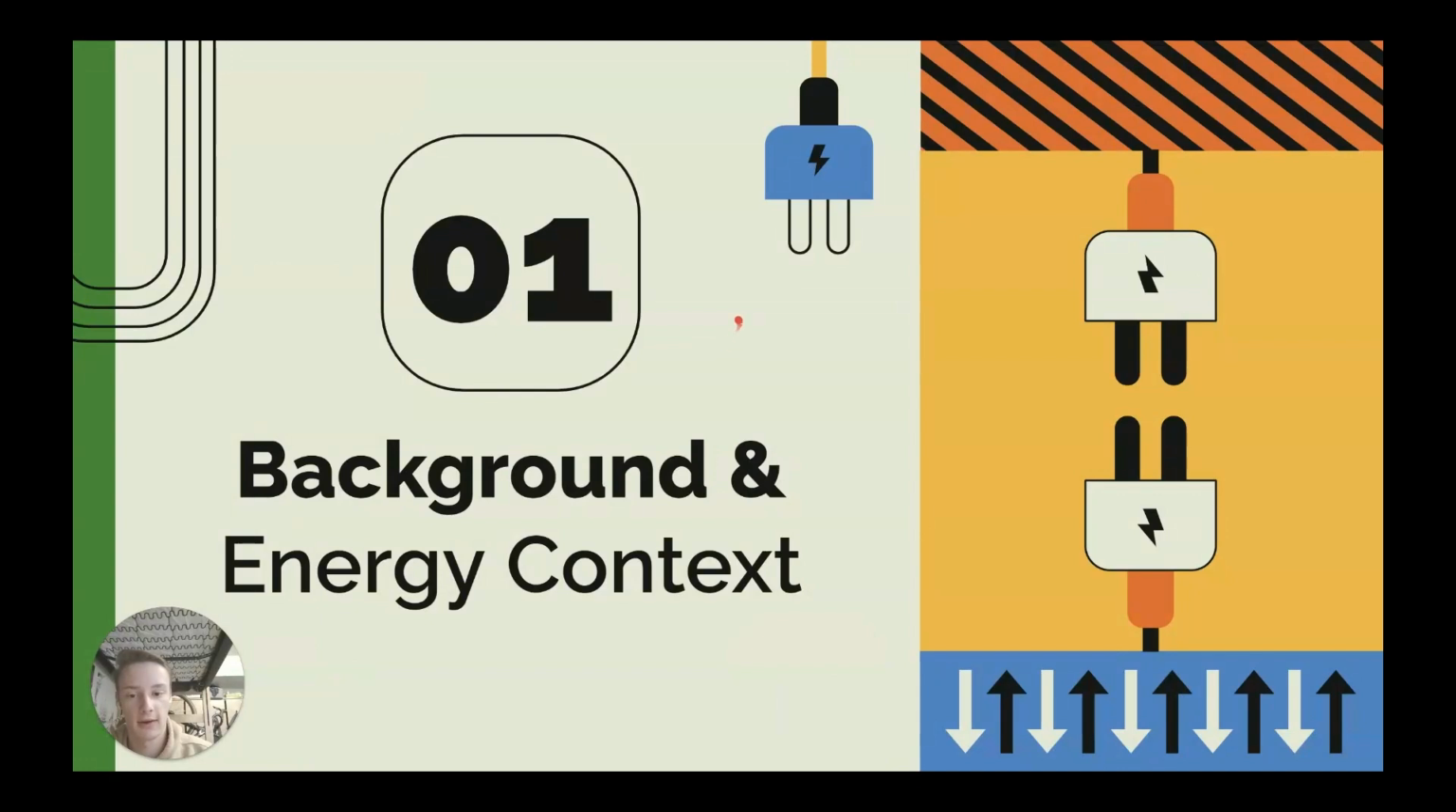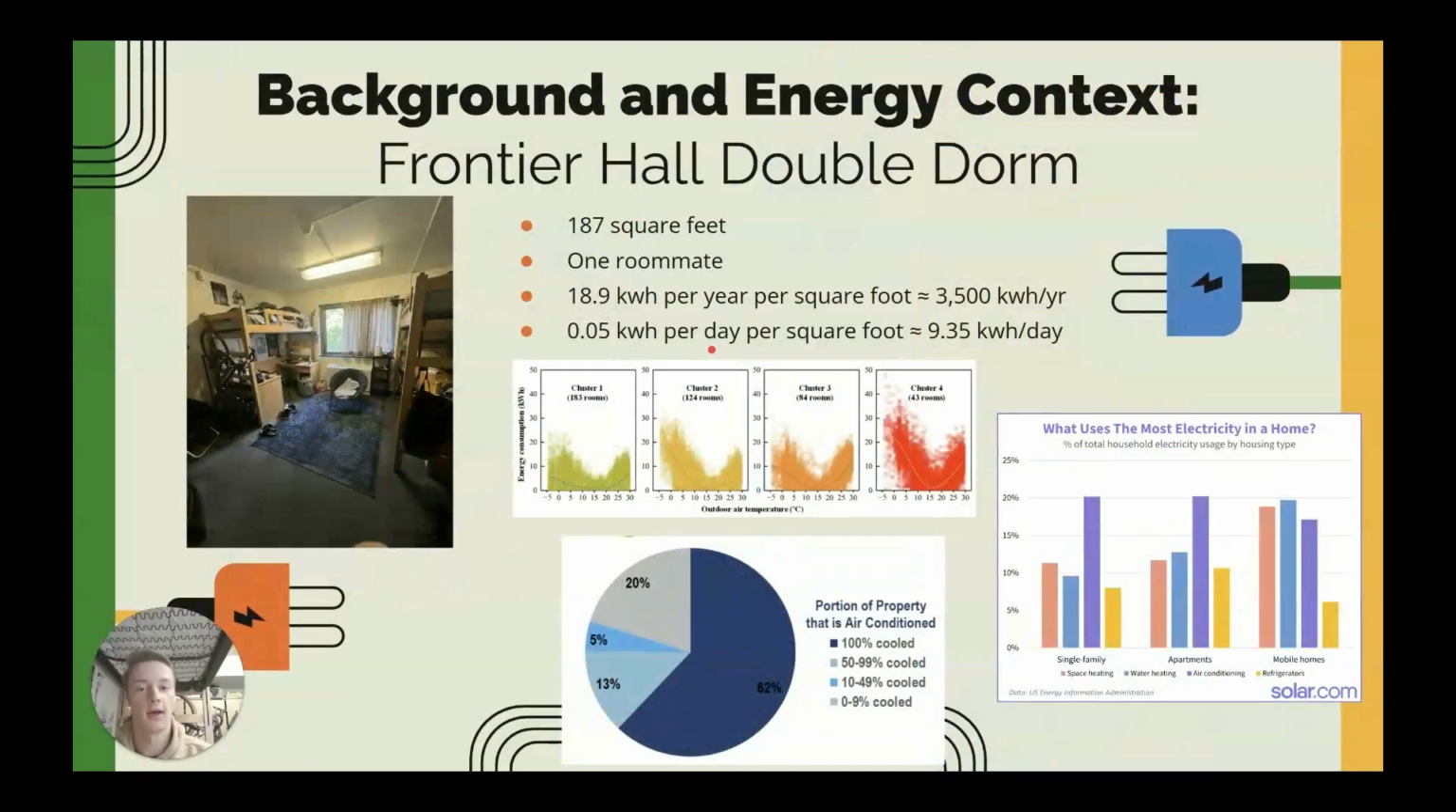So first we have some background and energy context. I live in Frontier Hall in a double with one roommate. It's 187 square feet. And on average, dorm rooms use 18.9 kilowatt hours per year per square foot, which is 3,500 kilowatt hours per year, 9.35 kilowatt hours per day.